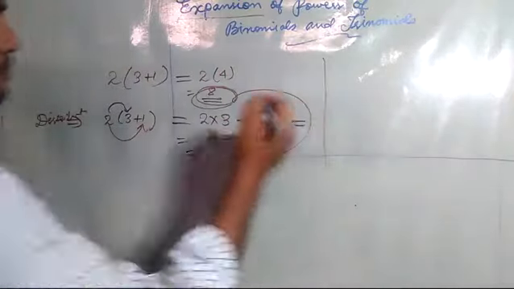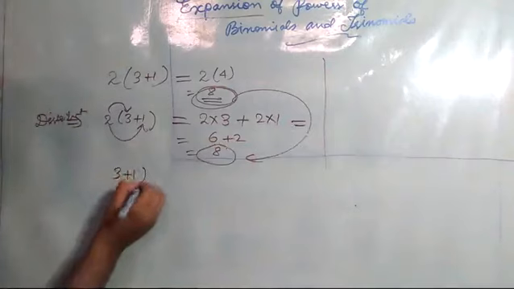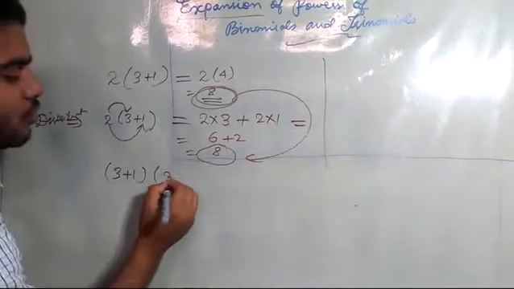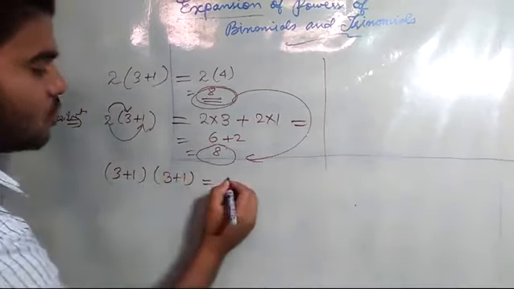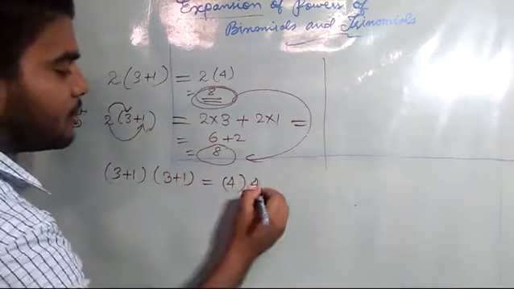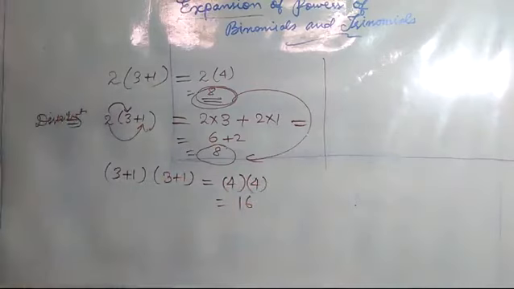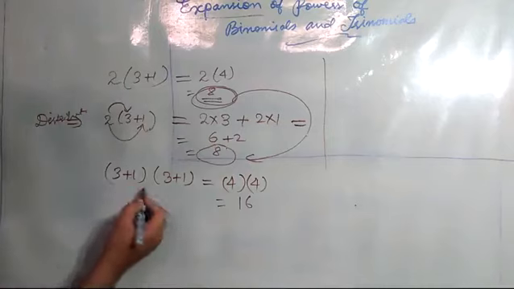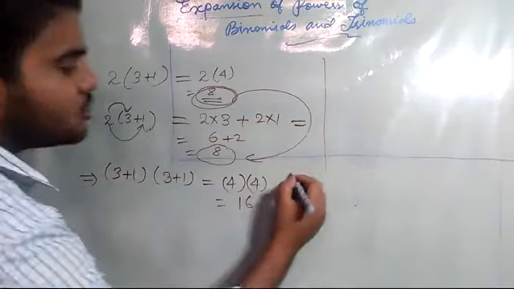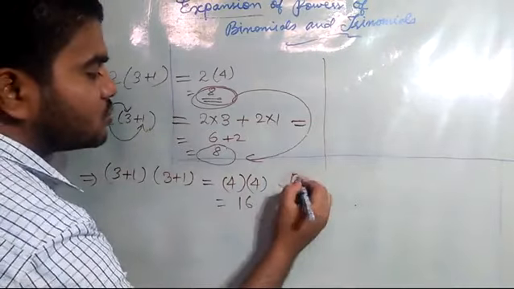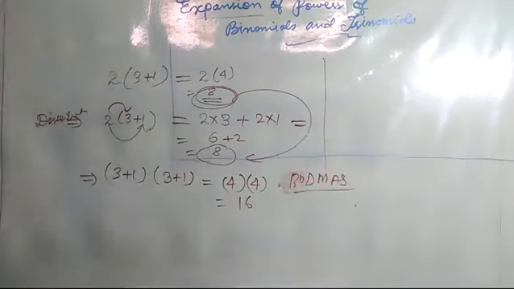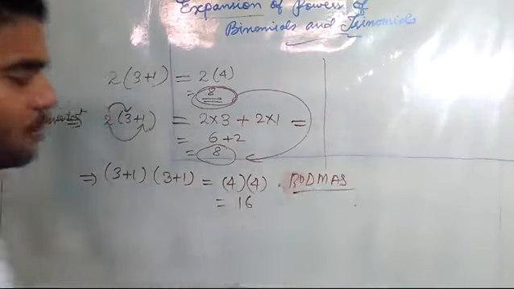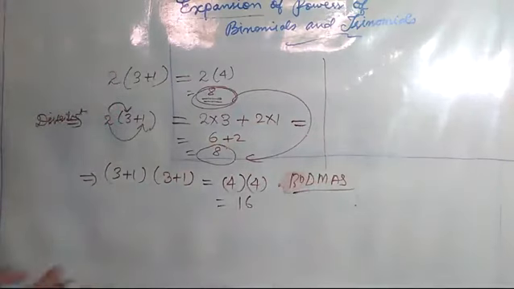If I have 3 plus 1 multiplied with 3 plus 1, 2 times, for example, what will I write? 3 plus 1, 4, multiplied by 3 plus 1, that is 16. Understood? This was just using the BODMAS rule. It's the BODMAS rule, not BADMAS rule. BODMAS: bracket of, division, multiplication, addition, subtraction.